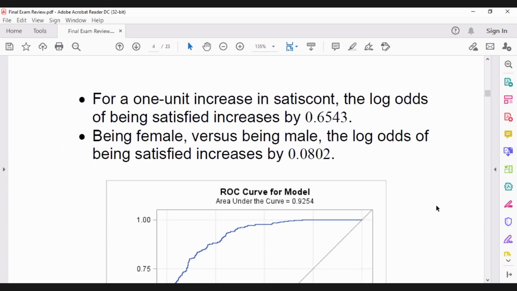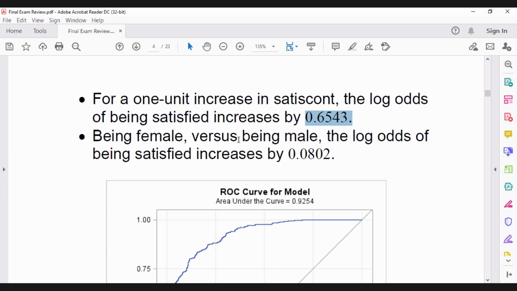Also, for a 1 unit increase in satiscounts, the log odds, or log of the ratio of probabilities, log of probability of Y equal to 1 over probability of Y equal to 0, increases by 0.6543. And finally, for being female versus being male, the log of odds, the log of probability of Y equal to 1 over probability of Y equal to 0, increases by 0.0802.